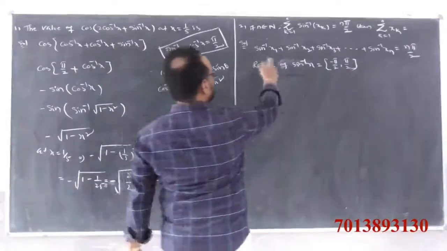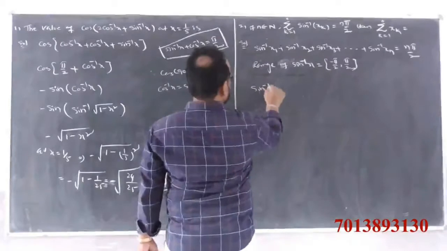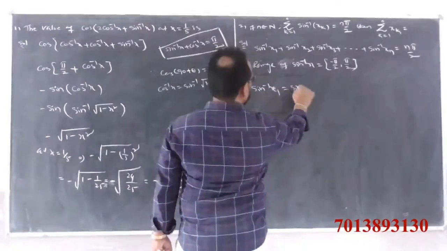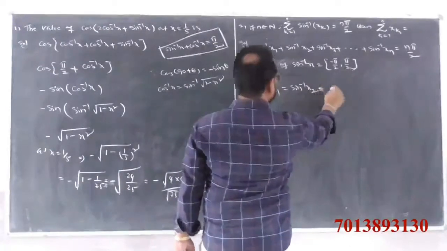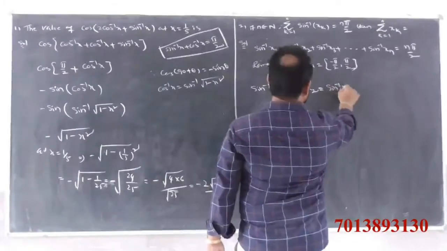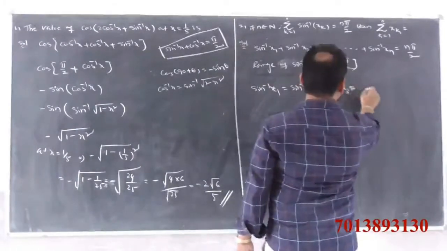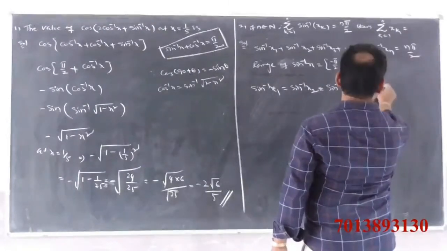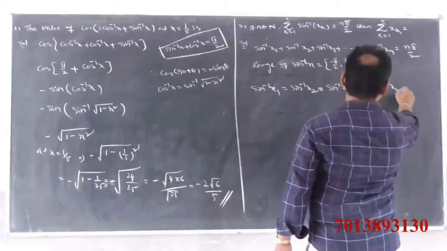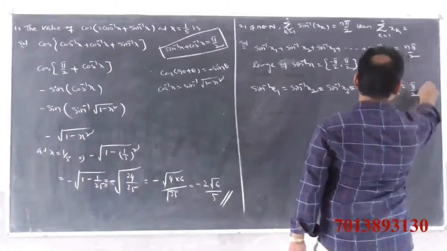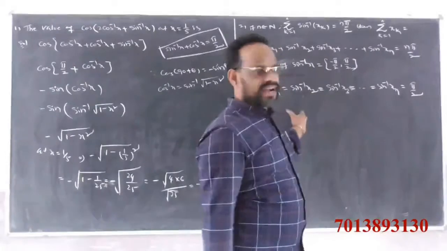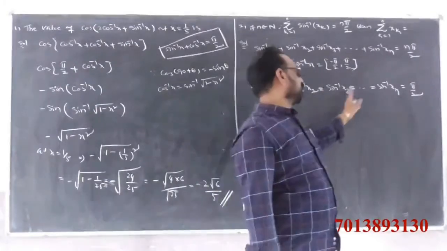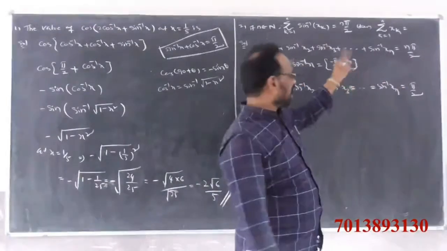That means each value, that is sin inverse x1 equals sin inverse x2 equals sin inverse x3, and so on, equals sin inverse xn equals pi by 2. Up to n terms, pi by 2 plus pi by 2 plus pi by 2 plus pi by 2, up to n terms, we get n pi by 2.